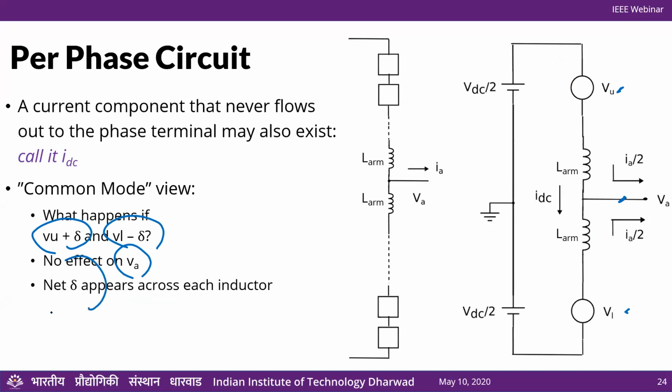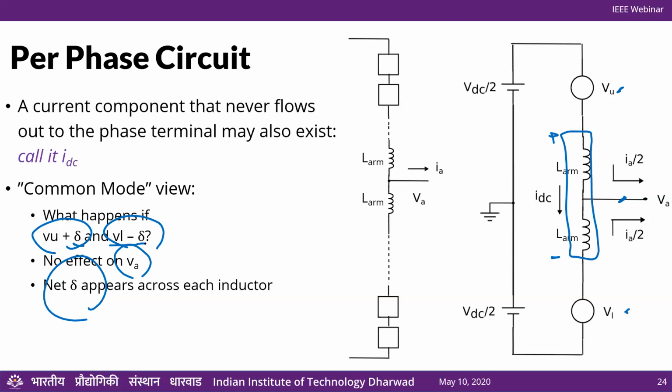However, this net delta appears across these two arm inductors, right? So what is going to happen is that net voltage will appear across this. So far, before this, we had said that we don't want any DC to appear, but supposing it does happen, and if those offsets are equal, then we can say two things: the offset has no effect at the output, and that offset appears equally across these two arm inductors.